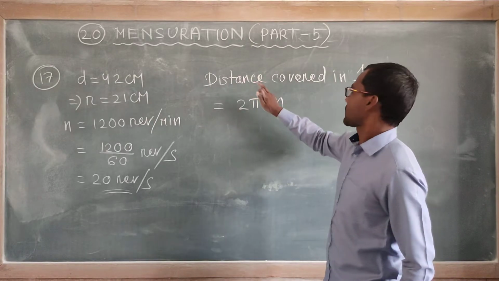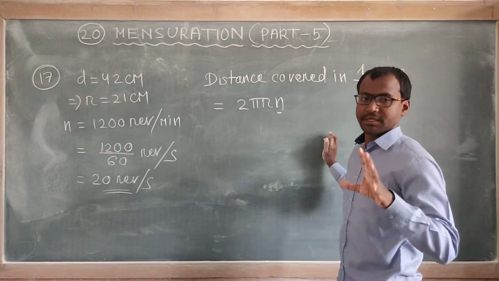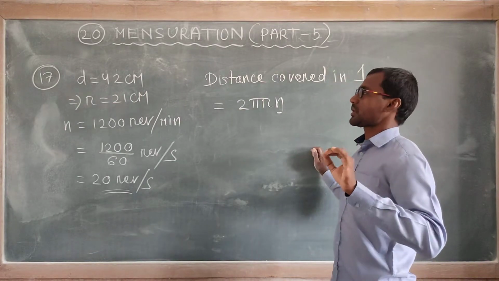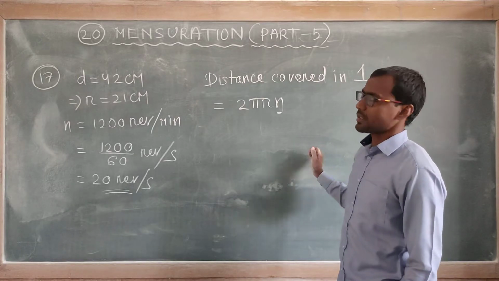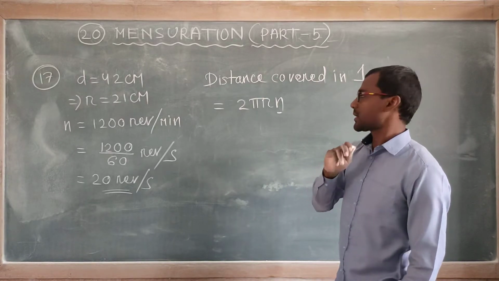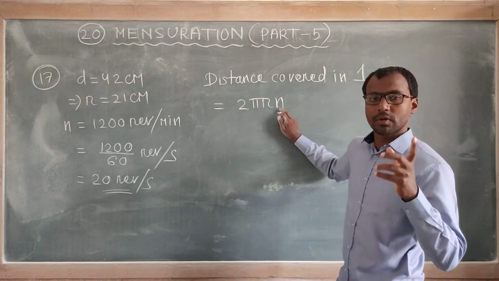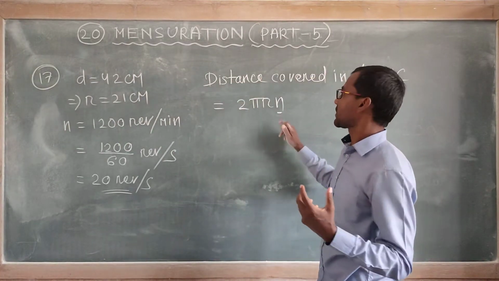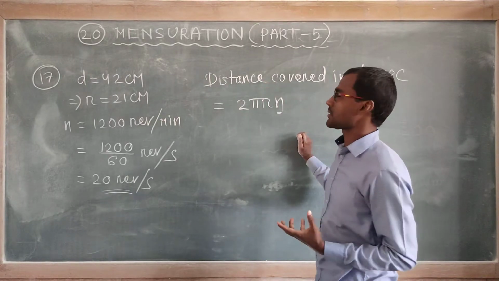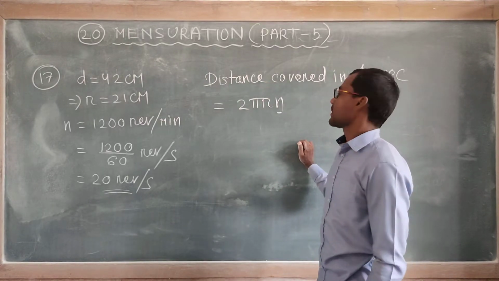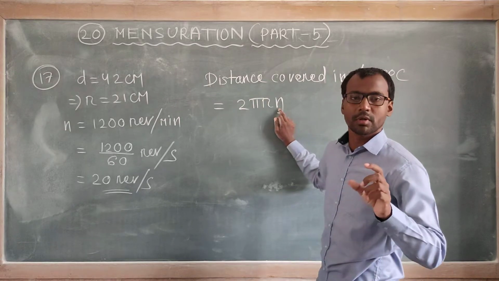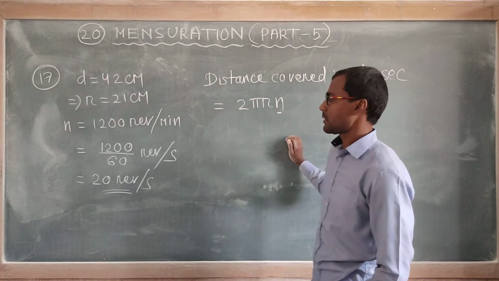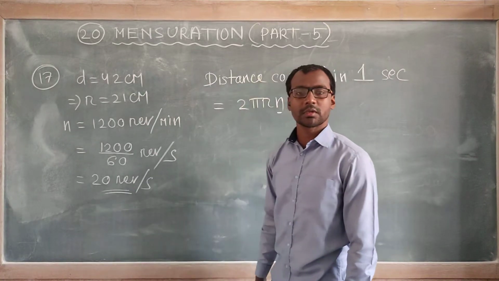If I write the distance covered in 1 minute, it is again 2πr, but at that time n will be the number of revolutions per minute, that is 1200. Similarly, if we want to find the distance covered in 10 minutes, then we have to take n as the number of revolutions in 10 minutes. Here it is 1 second, so we are going to take 20 revolutions per second.